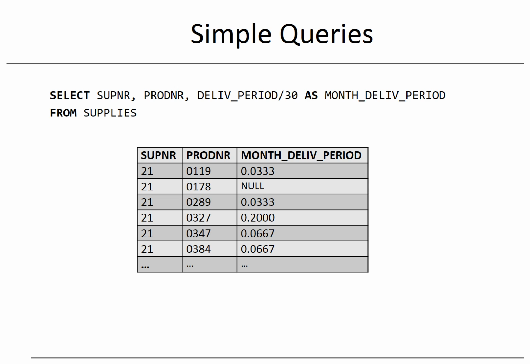This query shows that we can also include simple arithmetic expressions in the select component. It selects the supplier number, product number, and delivery period divided by 30 from the supplies table. Remember, the delivery period was expressed in days, so if we divide it by 30, we can approximate it in terms of months. Note that we also added month deliv period as an alias or shortcut name to the calculation.